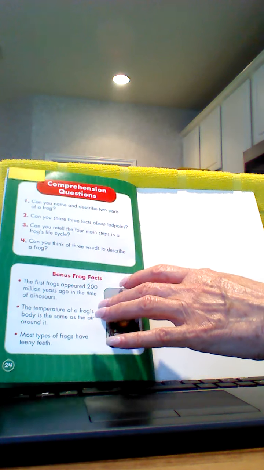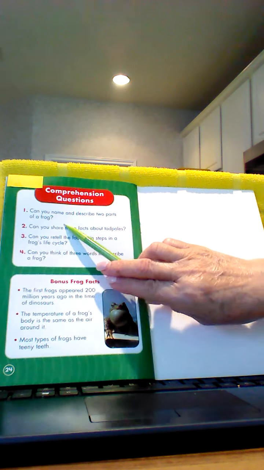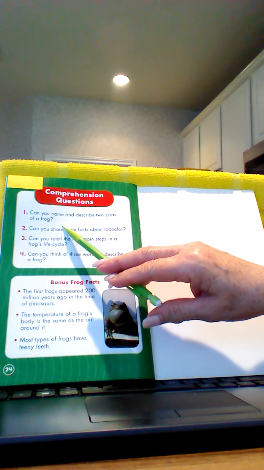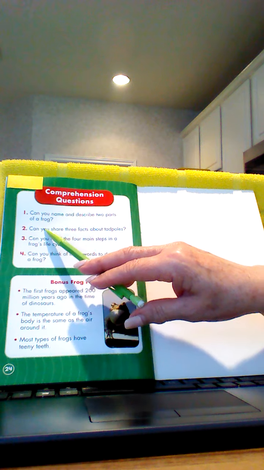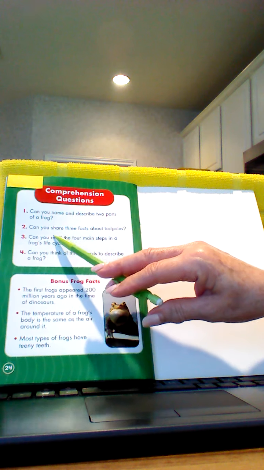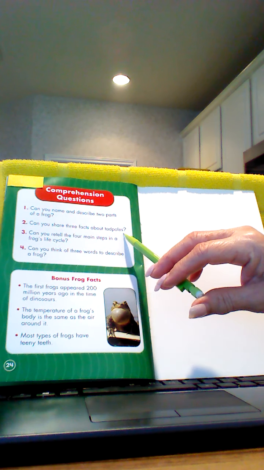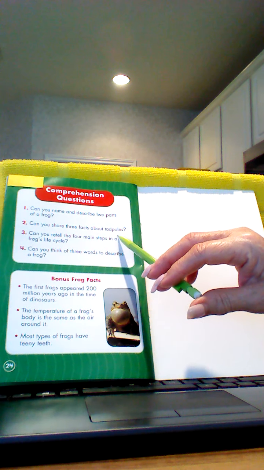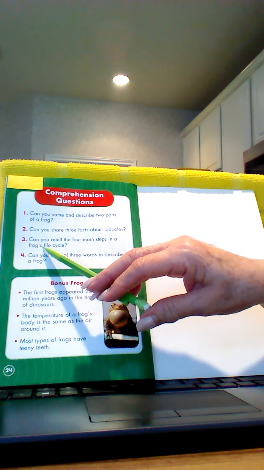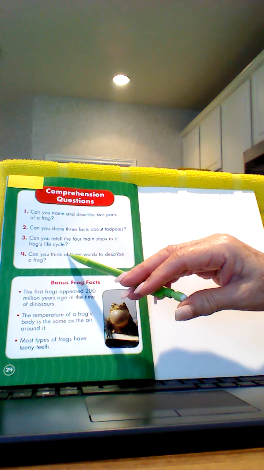And I'm going to ask you some comprehension questions. Can you name and describe two parts of a frog? Yes, the eyes, the nostrils, the ear, and the legs. Good. Can you share three facts about tadpoles? Remember, where do they live? What do they look like? Number 3, can you retell the 4 main steps in a frog's life cycle?